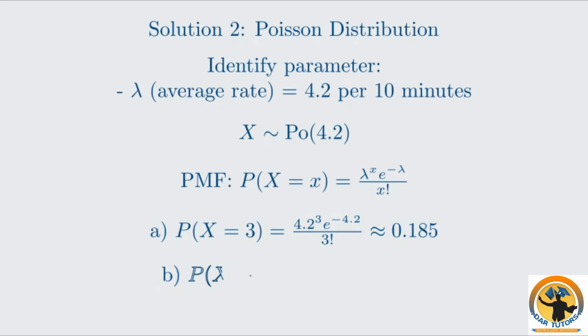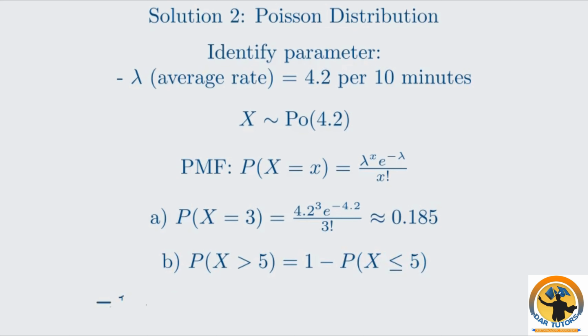Part B asks for more than 5 customers, P(X>5). Using the complement rule, this is 1 minus the probability of 5 or fewer customers, P(X≤5). This is 1 minus poissoncdf(4.2, 5), which calculates to approximately 0.17.